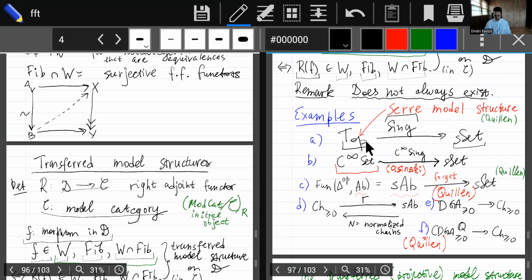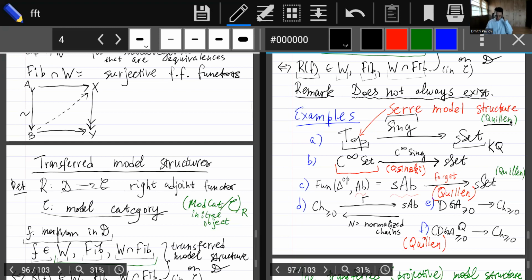The first example, which I think would be very classical, is the category of topological spaces. It has a right adjoint functor, which is the singular complex functor, landing in simplicial sets. And if we equip simplicial sets with the Kan-Quillen model structure, then you can transfer this model structure to topological spaces. And that was already how basically the model structure on topological spaces was first constructed by Quillen himself.